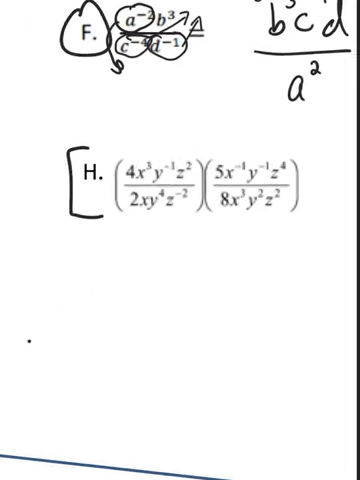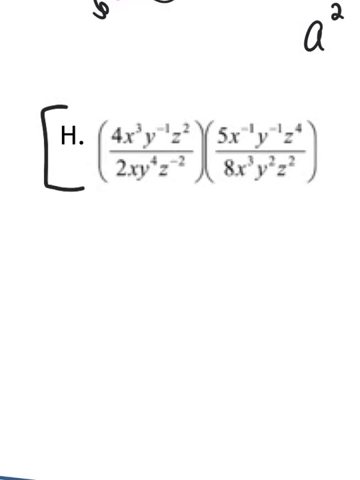Look at H. H is really interesting. There's a lot of different ways you can approach H. You can simplify each of these individually. You can multiply across the top, across the bottom. I'm probably going to do that as part of my simplification process.